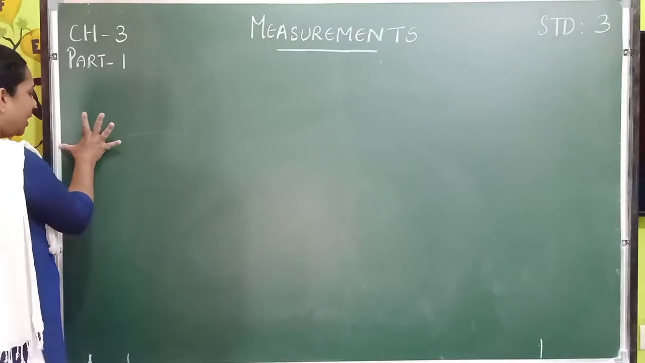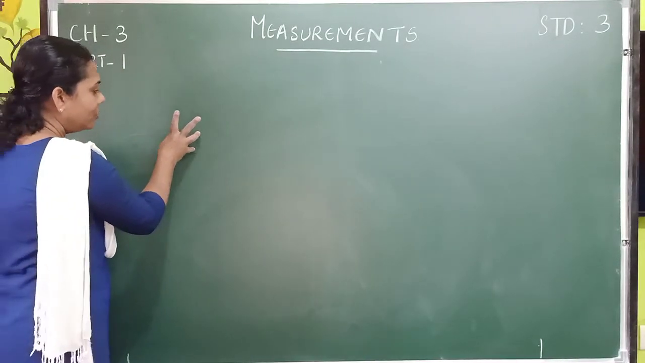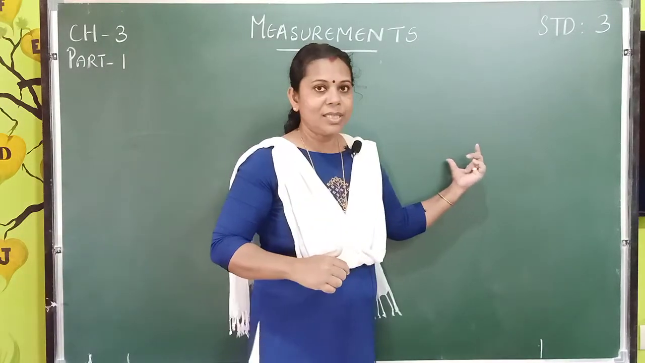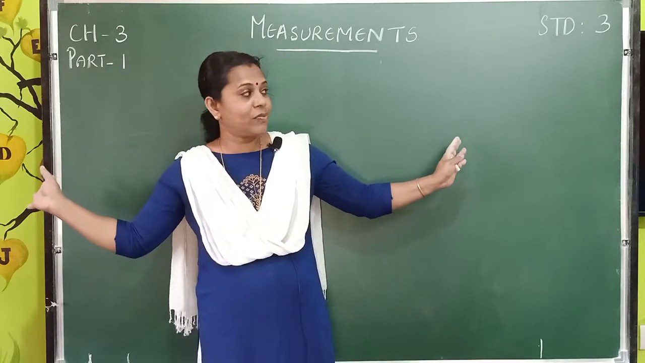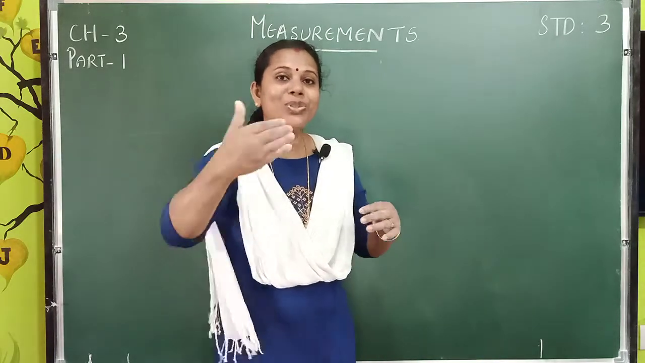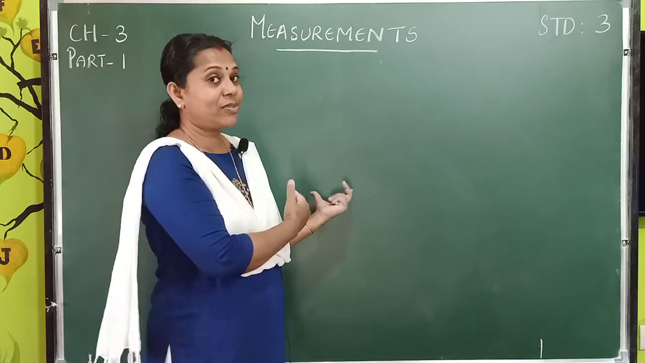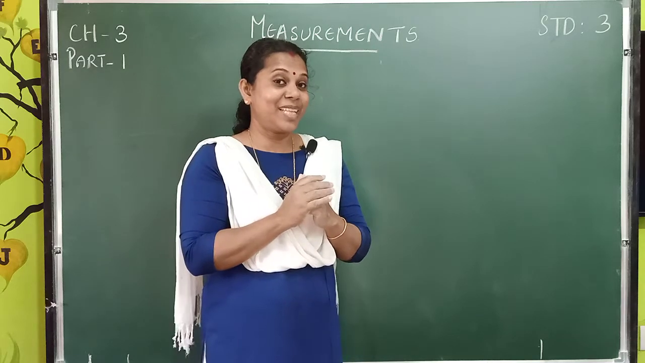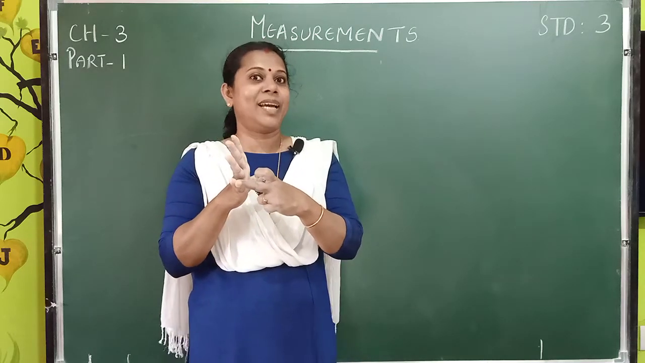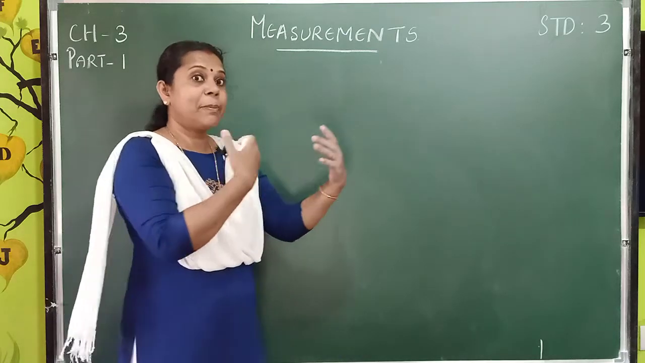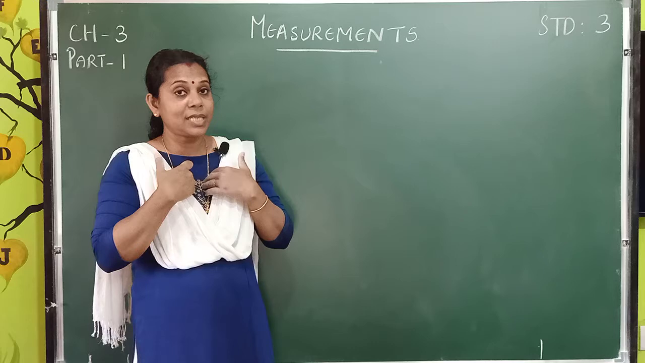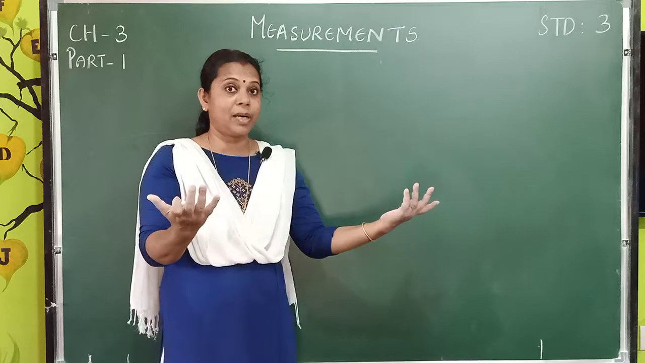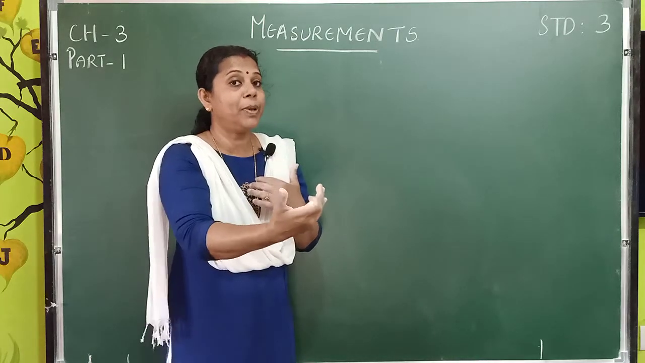Okay, so 1, 2, 3, 4. When I measure using my hand span, I'll get the length of the blackboard. If I ask you to come forward and measure the length of the blackboard using your hand span, you will get some other length, and the teacher will have some other length. Right? Measuring units are different because we are different people.